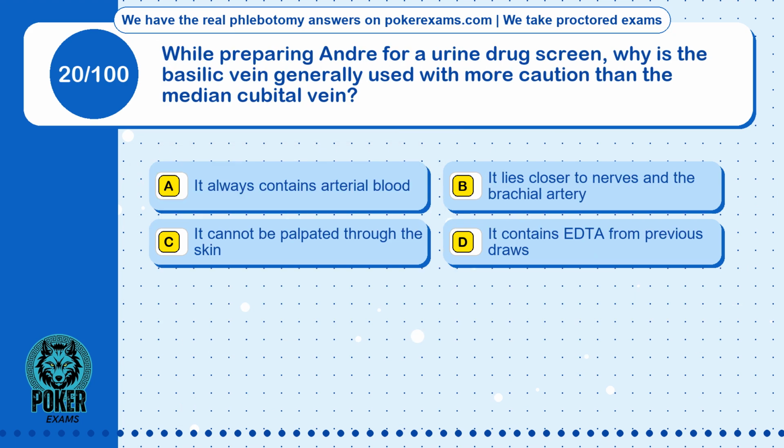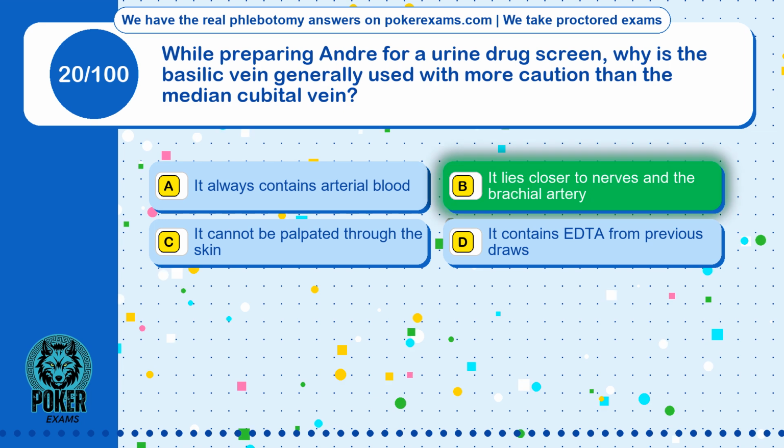Question 20. While preparing Andre for a urine drug screen, why is the basilic vein generally used with more caution than the median cubital vein? Option A. It always contains arterial blood. Option B. It lies closer to nerves and the brachial artery. Option C. It cannot be palpated through the skin. Option D. It contains EDTA from previous draws.